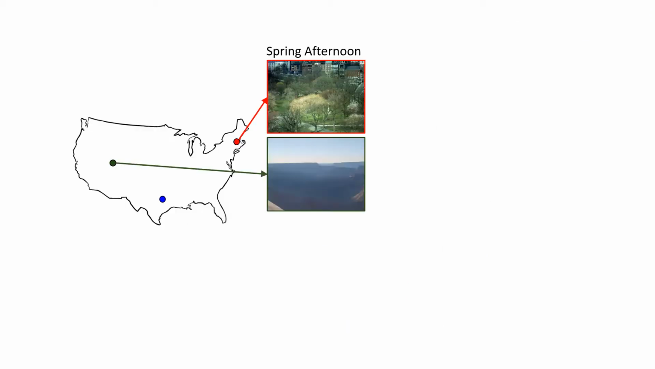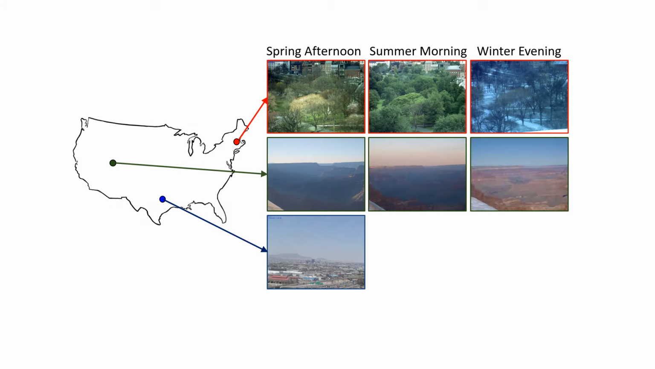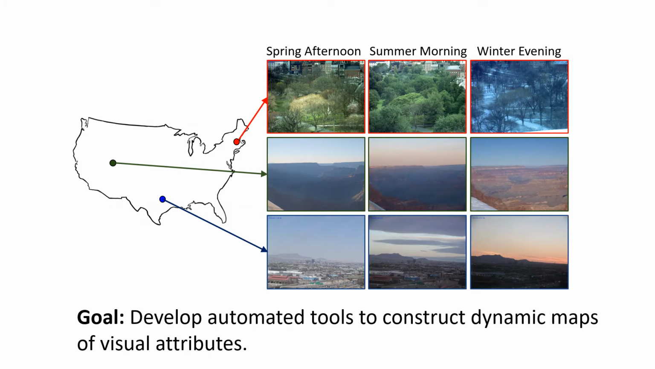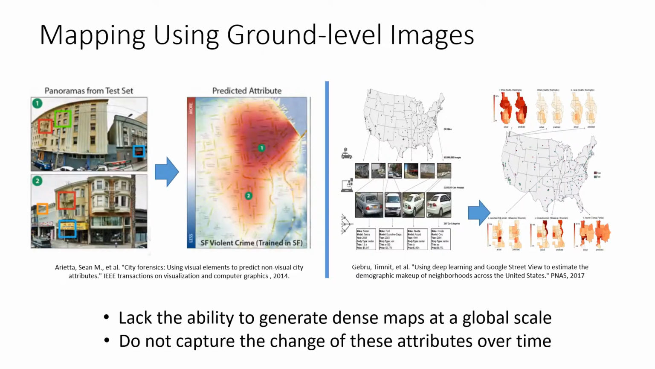Different places look different, and even the same place changes over time. The goal of our work is to develop automated tools to construct dynamic maps of visual attributes. Methods have been proposed for mapping visual attributes using ground-level images, which are sparse and do not incorporate time.